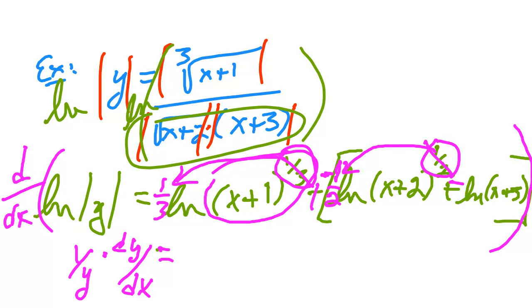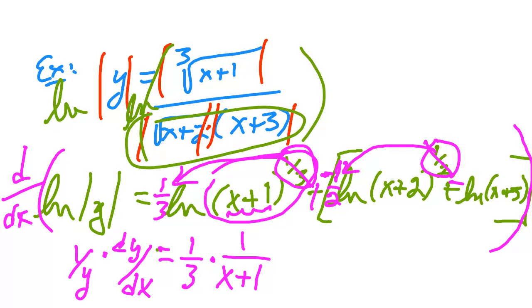So anyway, the derivative of a constant times a function is the constant times the derivative of the function. Derivative of natural log of something is 1 over that something. So 1 over x plus 1, but then times the derivative of what's inside.